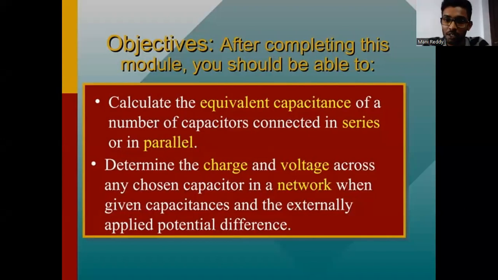Okay. After completing this class, you are going to know what equivalent capacitance is, what is actually meant by capacitance, what a series connection is, what a parallel connection of capacitors is, and how to find the equivalent capacitance of series and parallel connections. You are also going to know how to find the charge in a capacitor and the voltage across two points, the two ends of the capacitor. I will explain all of this in this class today. We will go to the next slide.